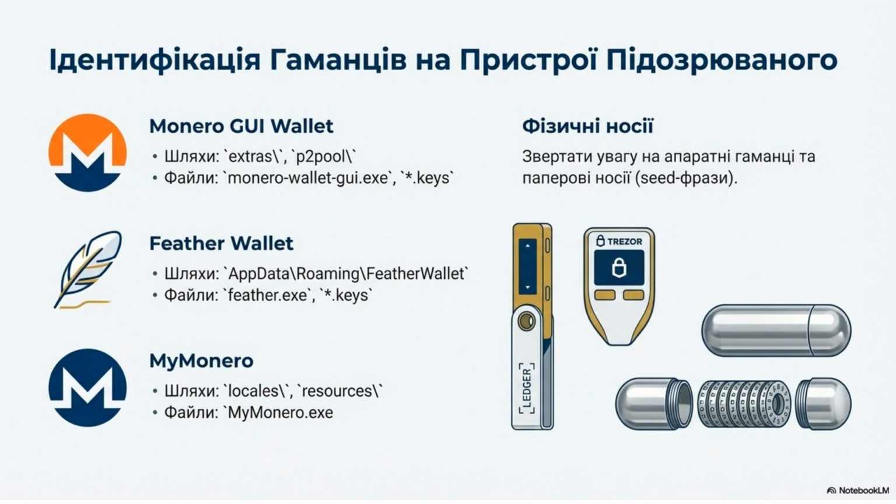Identifying Monero wallets on a suspect's device involves knowing the paths and file names for various wallets like Monero GUI, Feather Wallet, and MyMonero. Also, look out for physical media, hardware wallets, and paper backups of seed phrases.